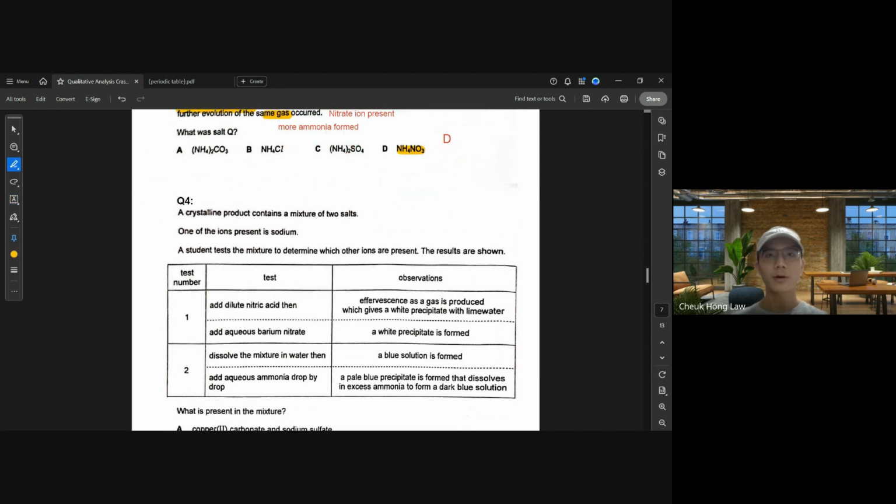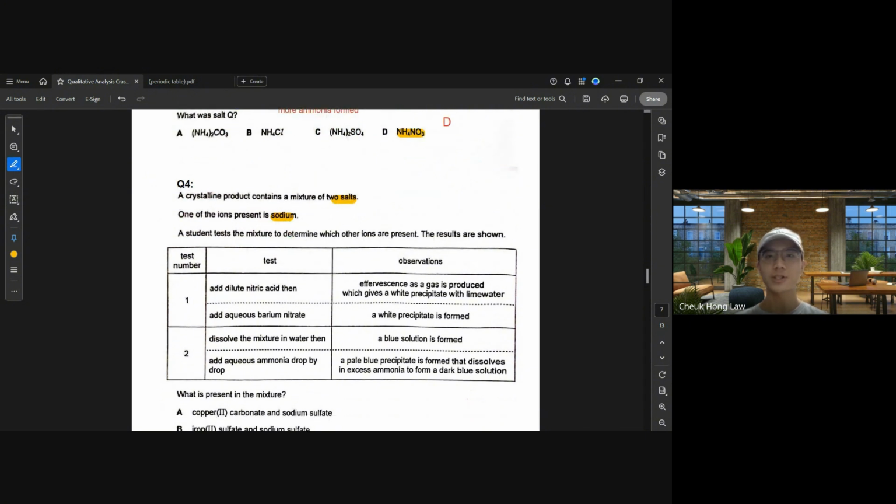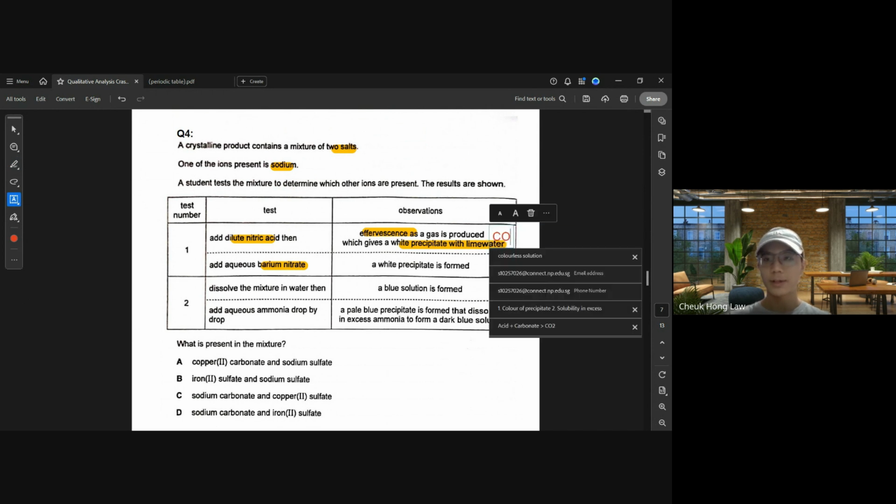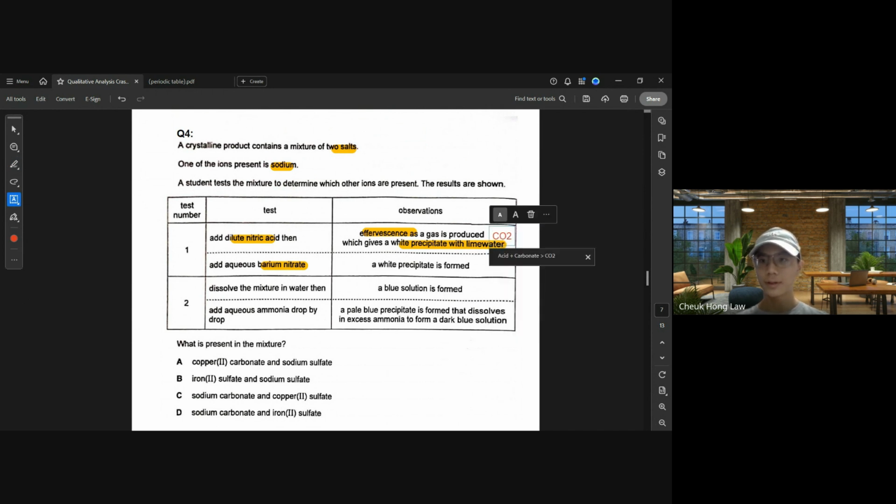A crystalline product contains a mixture of two salts. One of the ions present is sodium. Then a student tests the mixture to determine which other ions are present. Test number 1: you add dilute nitric acid, then add aqueous barium nitrate. When you add dilute nitric acid, effervescence is produced, which gives a white precipitate with limewater. So this gas that gives a white precipitate in limewater is carbon dioxide.